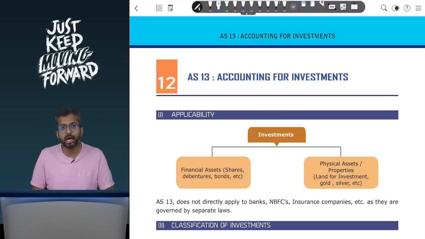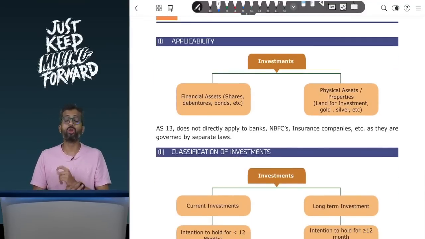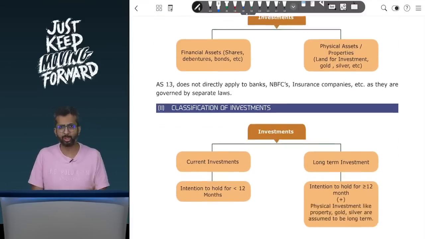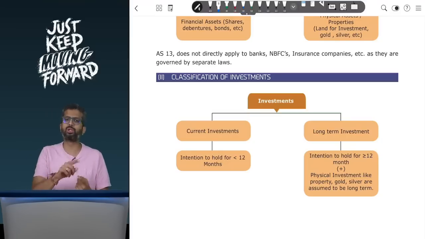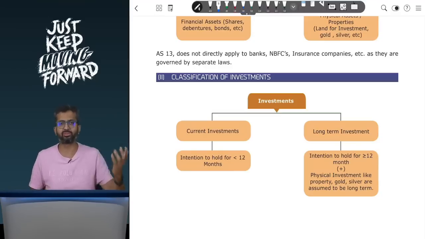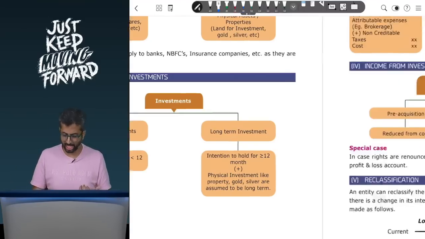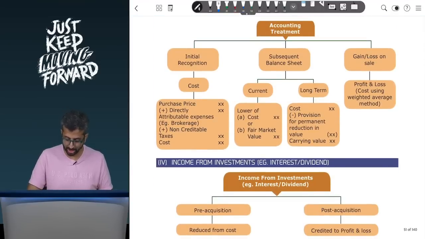So there are two types of investments: current investments, which are held with the intention of disposing it within 12 months period, and long-term investments. Every investment other than a current investment is defined as a long-term investment. For investments as well, initial recognition, whether it is current or long-term, will happen at cost, and cost will include purchase price plus directly attributable expenses, like for example brokerage, or non-refundable non-creditable taxes like STT for example, and that will be the cost. Subsequent recognition, as we said, at each balance sheet date would be based on, for current, cost or market value, whichever is lower.